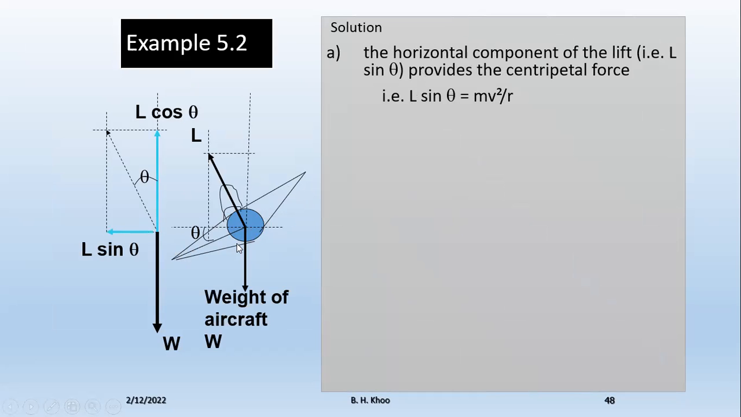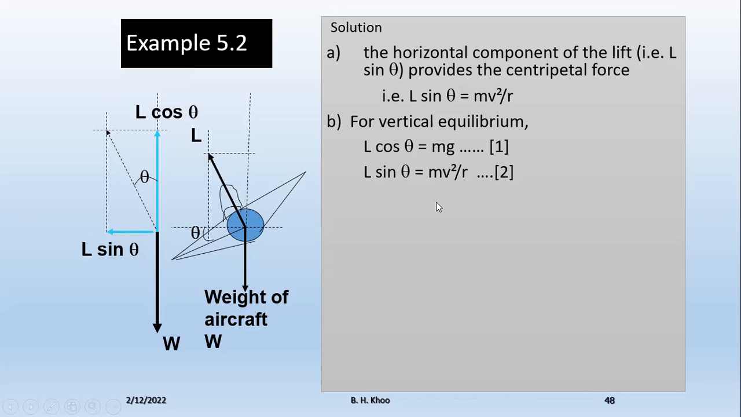Okay, so we just use the centripetal force. This is the centripetal force, right? Then for vertical equilibrium, this one is balanced by that one there. So that equation is this equation. We just divide 2 by 1. L and L cancel. Sin theta over cos theta is tan theta. M and N cancel, so it's v squared over r. And then the g is at the bottom.